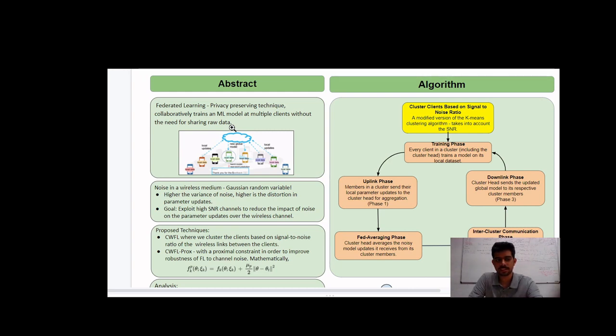In federated learning, a participating client has its own local dataset on which it trains a model. This local dataset is not visible to anyone other than the client itself. Once the training process is completed, it shares its model parameters with other participating clients. Only the parameters are shared and the privacy of data is maintained.